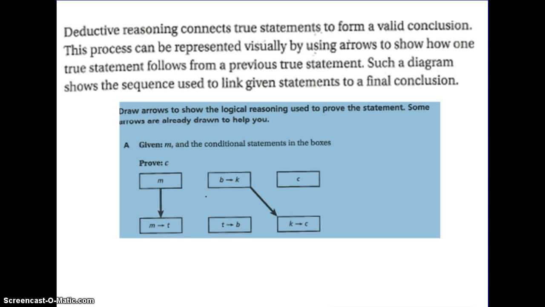Basically what's happening here is we could say, if it is raining, then I need my umbrella. If I need my umbrella, then I need to go to my car. If I need to go to my car, then I got to get permission from the front office. So we can connect all of those statements by saying, if it's raining, I need to go to the front office.